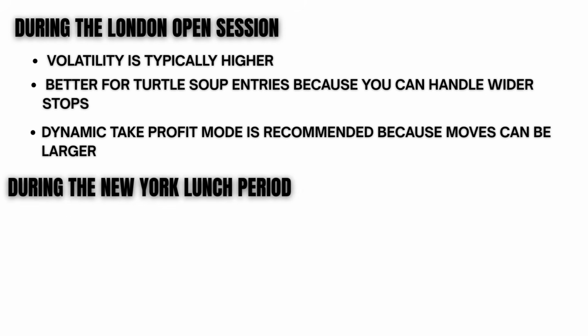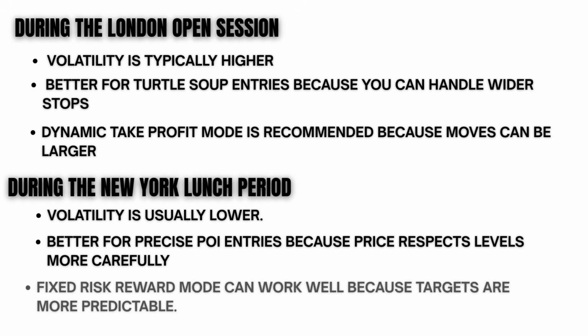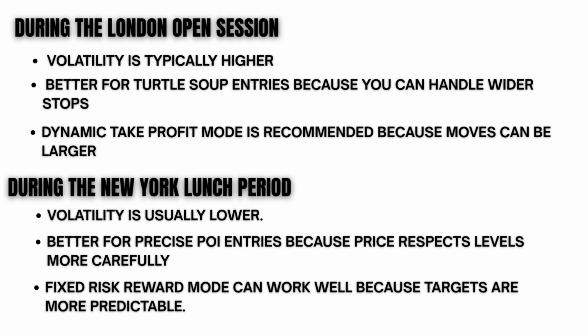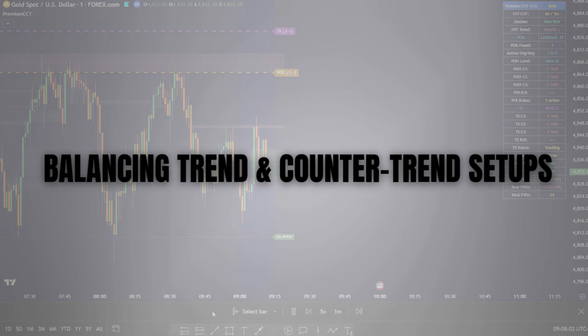During the New York lunch period, volatility is usually lower. This is better for precise POI entries because price respects levels more carefully. Fixed risk-reward mode can work well because targets are more predictable. The fifth strategy is balancing trend and counter-trend setups.